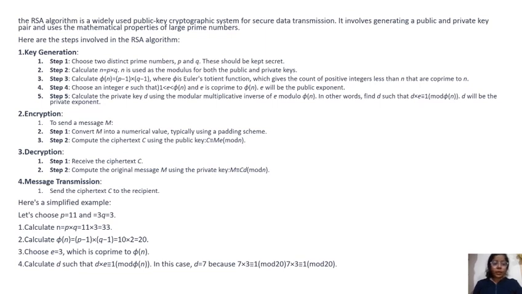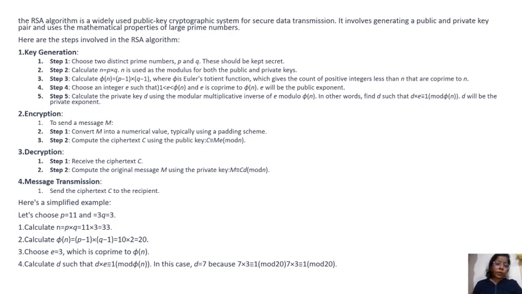In step 2, calculate n equals p into q. n is used as the modulus for both the public and the private key. We are multiplying the two separate prime numbers, p and q. In step 3, calculate phi of n equals (p minus 1) into (q minus 1), where phi is Euler's totient function, which gives the count of positive integers less than n that are co-prime to n.